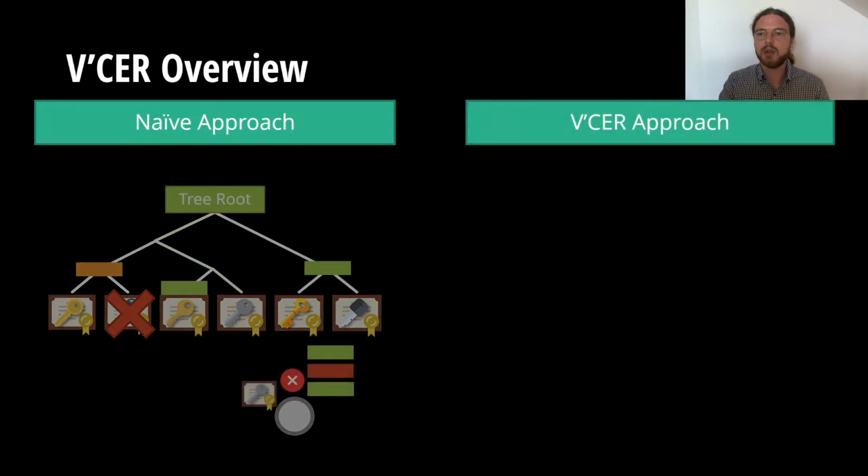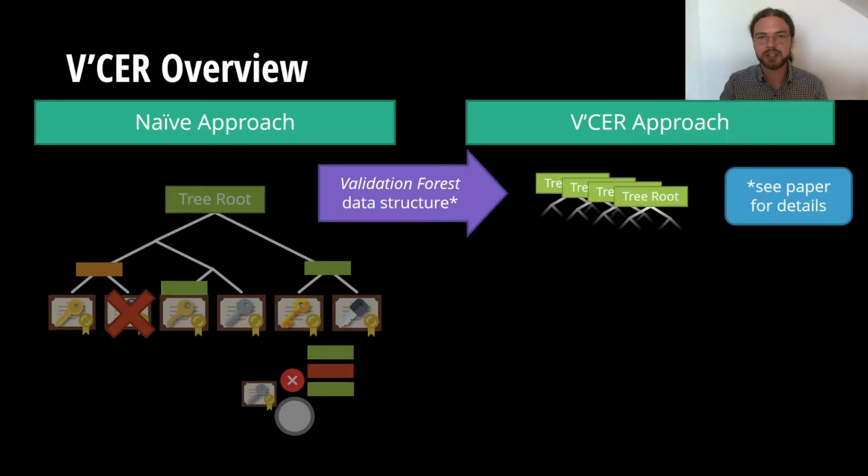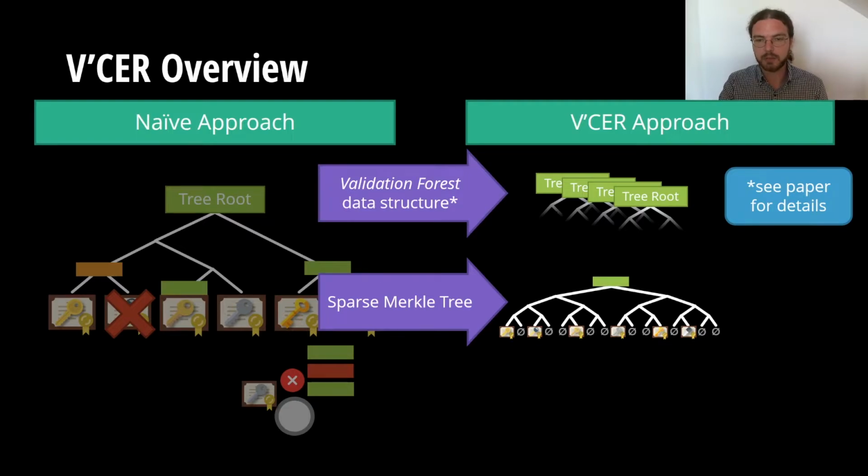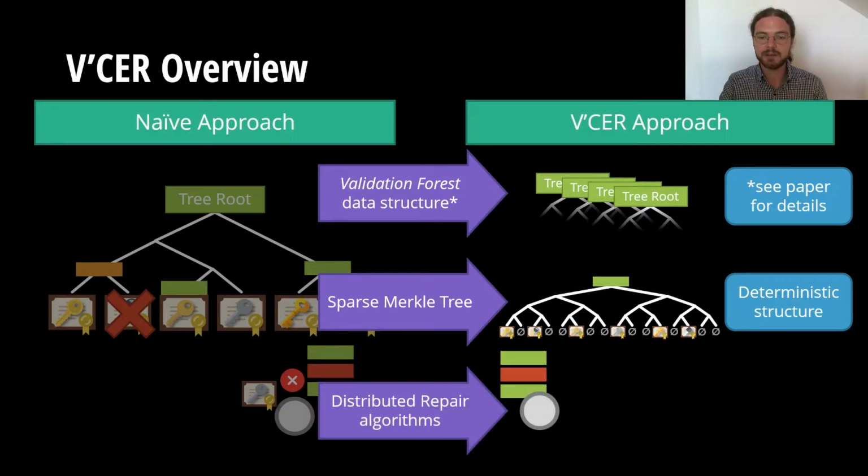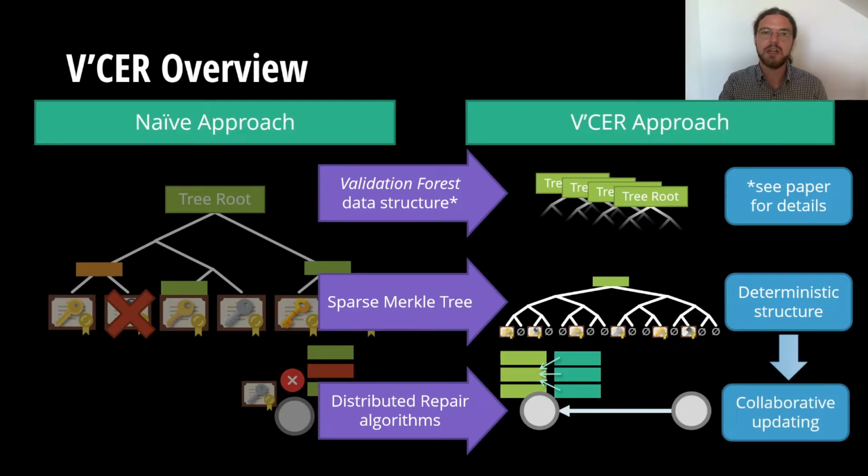So what we do in CER is threefold. For one, we define the validation forest data structure, which I will not go into detail about, so you have to see the paper for this. We also use an alternative to the Merkle hash tree called the Sparse Merkle Tree, which gives us a deterministic structure of the hash tree. Then we also define novel distributed repair algorithms that allow up-to-date nodes to help outdated nodes to become up to date again. So we leverage the deterministic structure of the Sparse Merkle tree to do this collaborative updating.